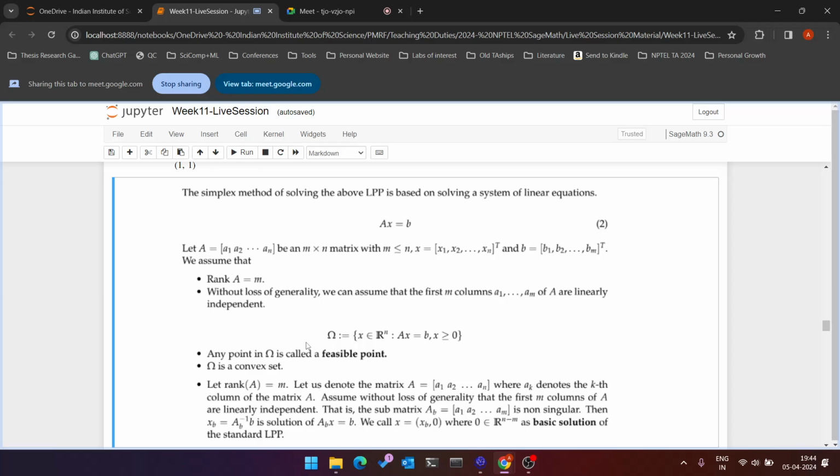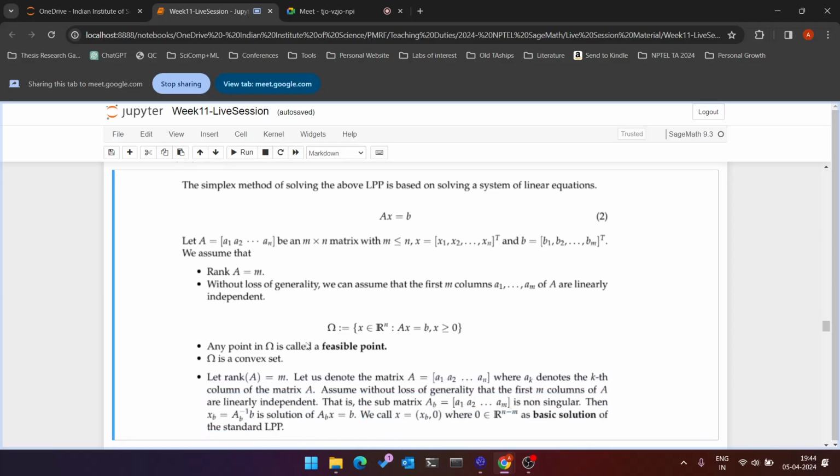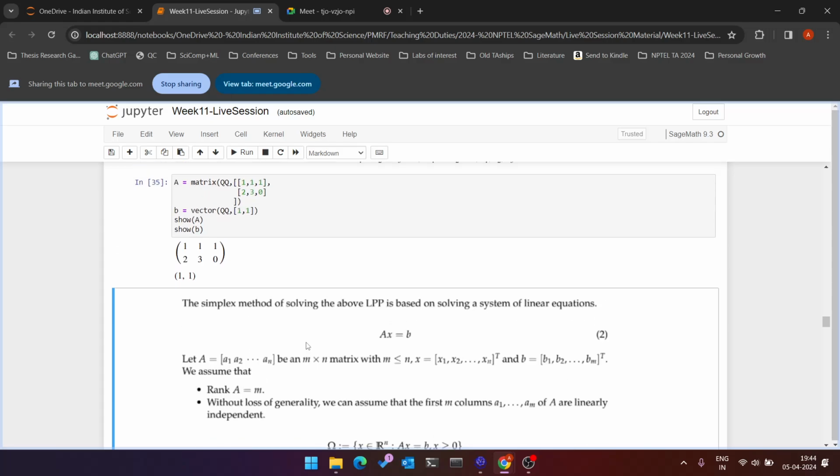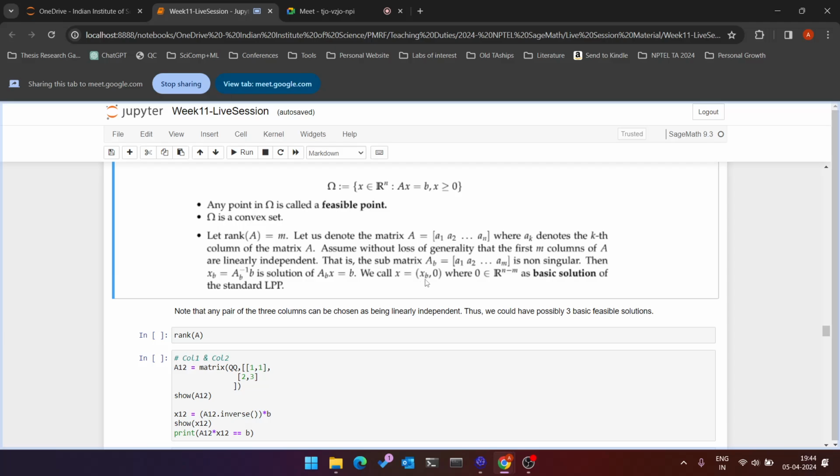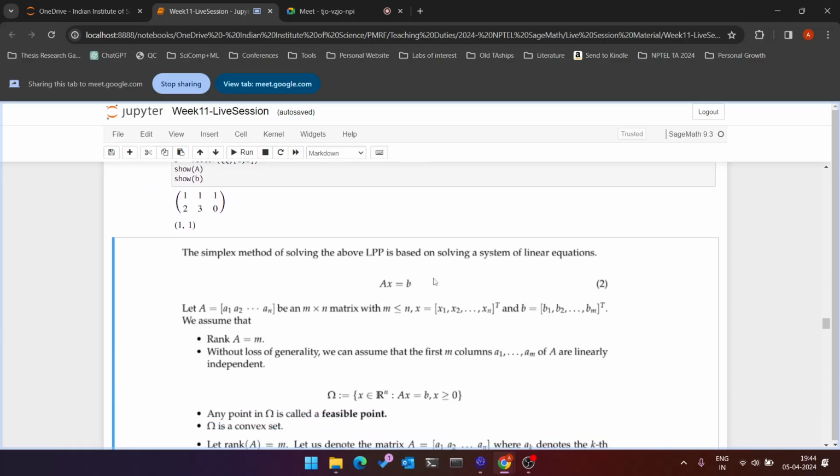Okay, so we basically solve only for a selected submatrix of A, get the solution, and set the solution of the remaining dimensions to be 0. This is XB comma 0. That creates a feasible basic solution.